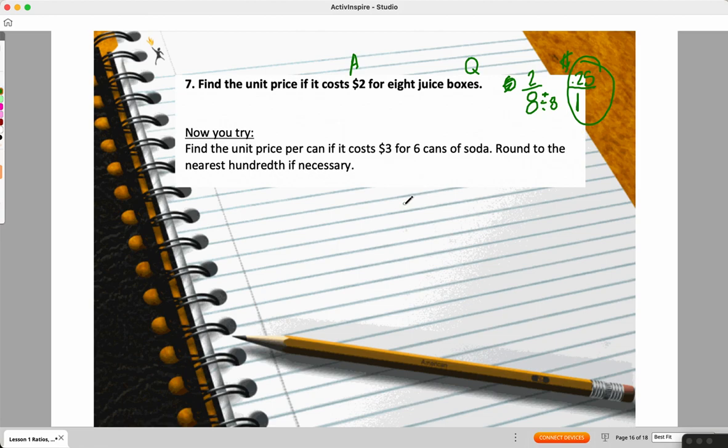Why don't you guys figure this out for our cans of soda? All right, so we have $3 per 6 cans. I'd simplify this down. Well, I go to 1/2, but I really need to divide here by 6. So I'm going to say, okay, that's 1. If I divide this by 6, that's 1/2 or 50 cents a can.